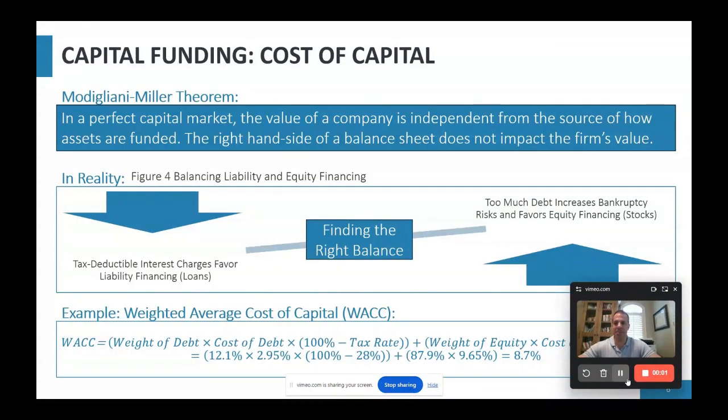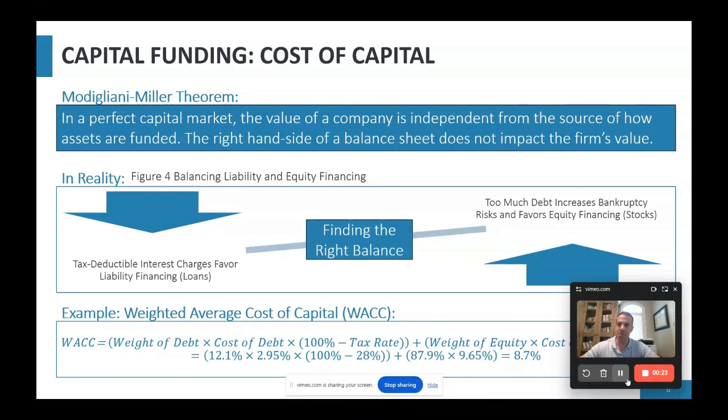And on to the cost of capital. According to the Modigliani-Miller theorem, dating back to 1961, the capital structure, which comprises debt and equity, has no impact on a company's value under perfect capital market conditions. This implies that the right-hand side of the balance sheet does not affect the value of the firm.